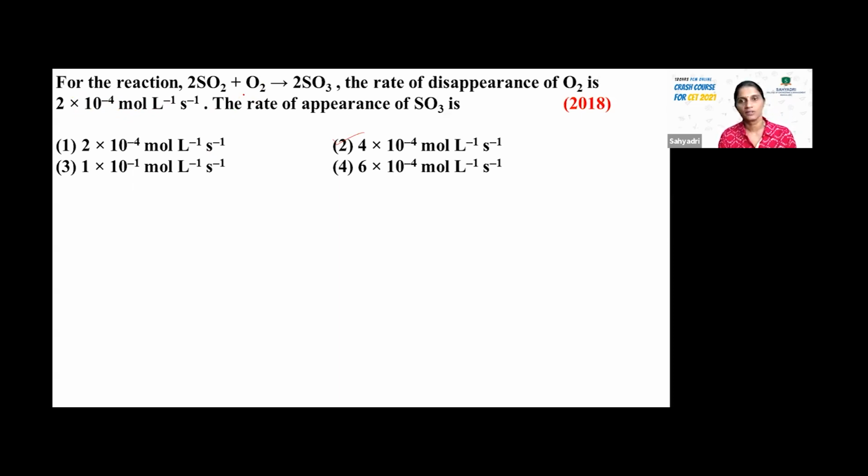Units? Rate units all have the same units. Okay, moles per liter per second. Rate of disappearance is asked. Fine. If I create this question, the same question, instead of that, d[O2]/dt is equal to 6.4 into 10 to the power minus 3 grams per liter per second.